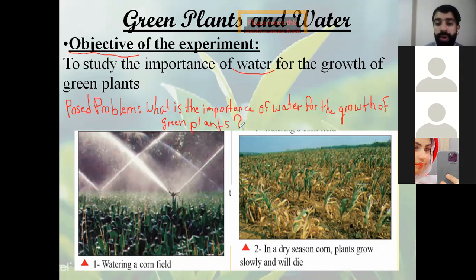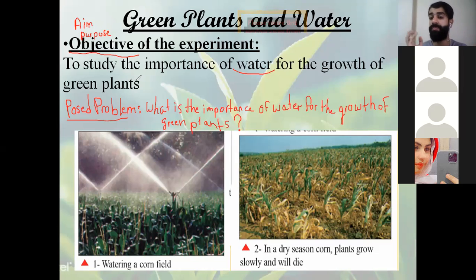Okay? So always, the posed problem and the objective, which also have the names the aim or the purpose, all of them have the same meaning, the goal of the experiment. So the purpose of this experiment is to study the importance of water for the growth of the green plants. If I tell you in an exam to pick out the aim, simply the aim of this experiment is to study the importance of water for the growth of green plants.